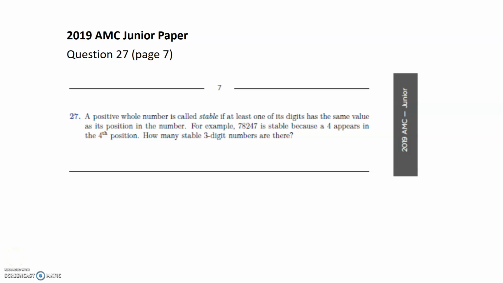This video goes through one question on the AMC Junior paper from 2019. It's question 27, which is towards the end of the paper, and it can be found on page 7. So let's have a read of the question.